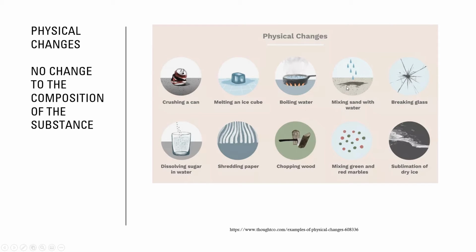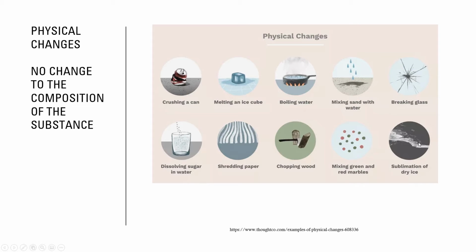There are another few examples here: mixing sand with water, mixing green and red marbles, and dissolving sugar in water, in which we are forming mixtures. When we are mixing two substances together, we haven't changed those substances either. There are still sand chemicals and water chemicals, still green and red marbles that are the same substance, and sugar is still the same substance when it's dissolved in water, and there are still water particles that are the same substance as well.